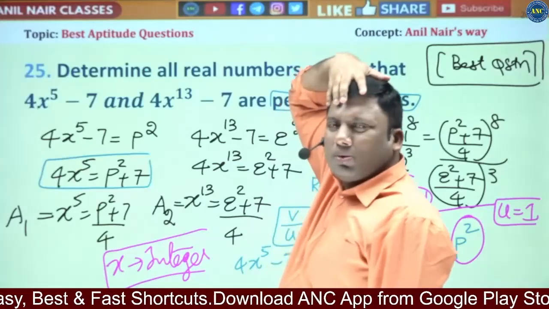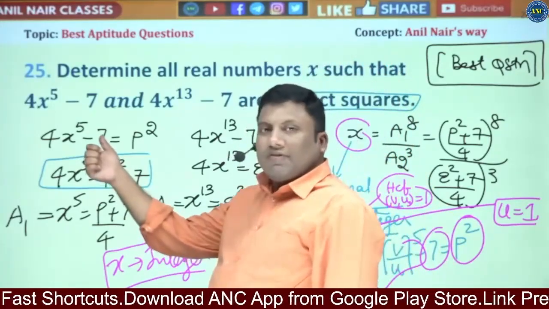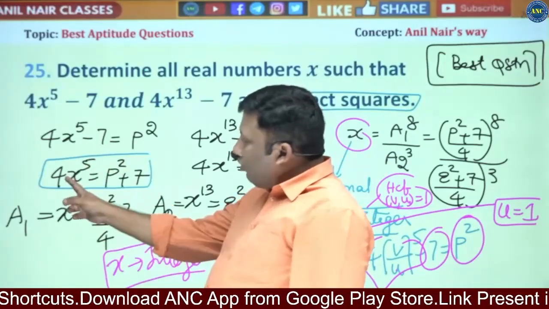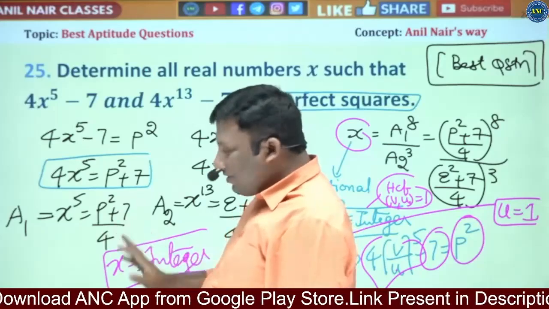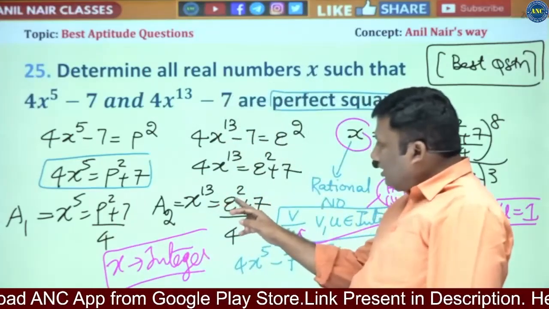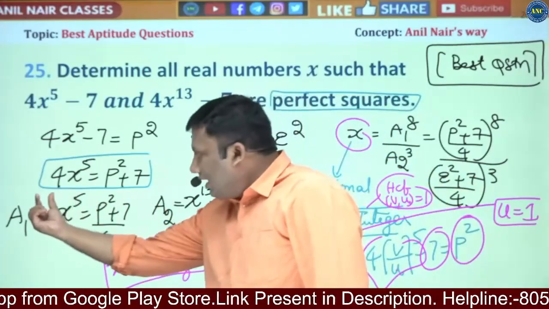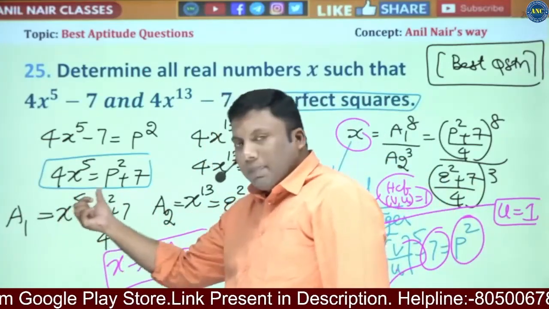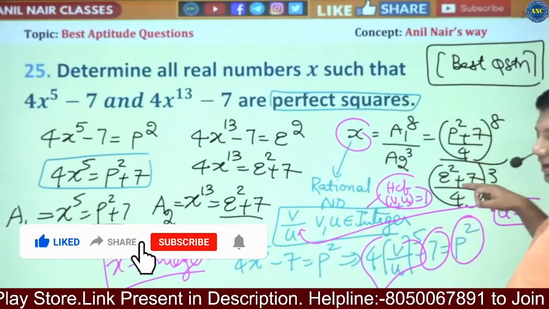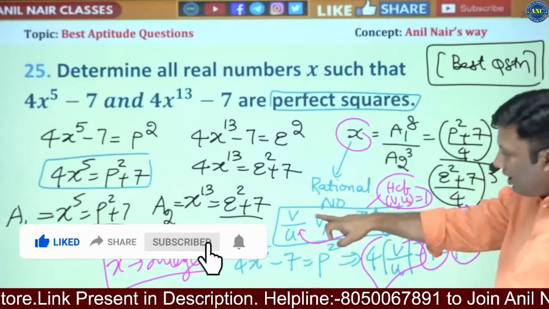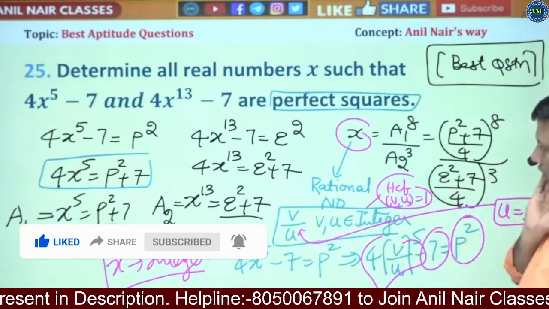It is not going to be a direct formula driven question. 4x^5 minus 7 is p square. 4x^5 is p square plus 7. x^5 is p square plus 7 by 4. x^13 is q square plus 7 by 4. So I wanted an x value on the left side, so I did power 8 power 3. So here there is a numerator and denominator, so x is a rational number. A rational number is of some form, numerator and denominator. They both are co-prime to each other.